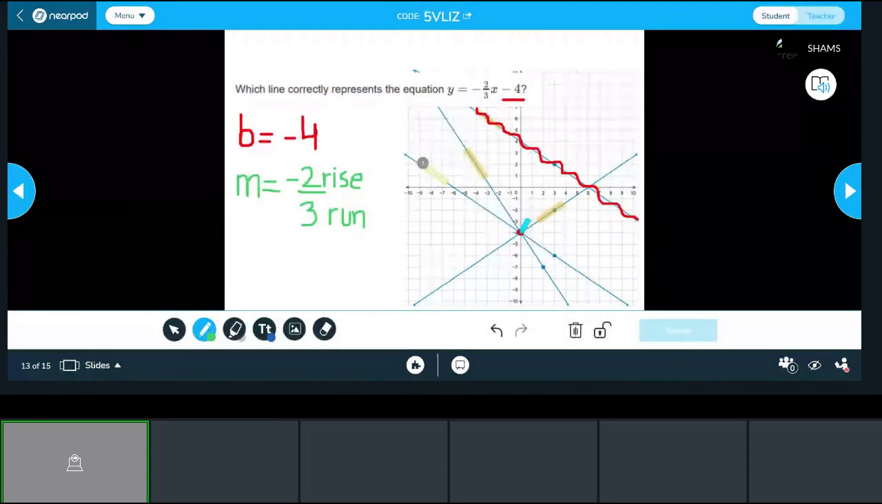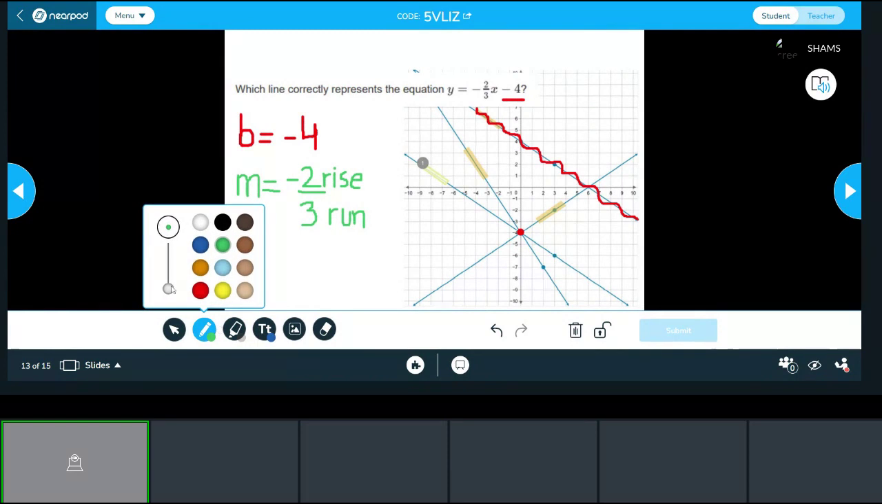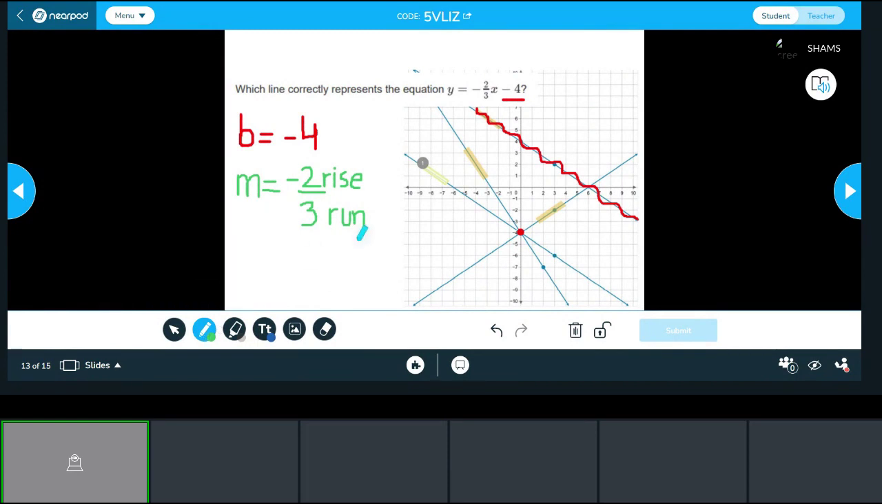So I'm at a red dot. Negative 2 means go down 2. 1, 2. So fall of 2. Then run 3. 1, 2, 3. I get to this point. Let me go put a mark. So again, rise, negative 2, run 3. Negative 2 rise is not a rise. It is a fall. Red dot, fall 2. 1, 2. Then run 3. 1, 2, 3. Here is the dot. And I got the correct equation. Right? This one is the correct equation.